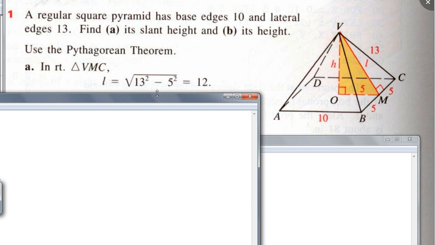Yes. Okay, once you know the slant height is 12, now you can find the height because what is the length of OM from the center to the midpoint of this side? Yeah, it's going to be 5 because the whole thing is 10. You know this is going to be right in the center of this square, right?